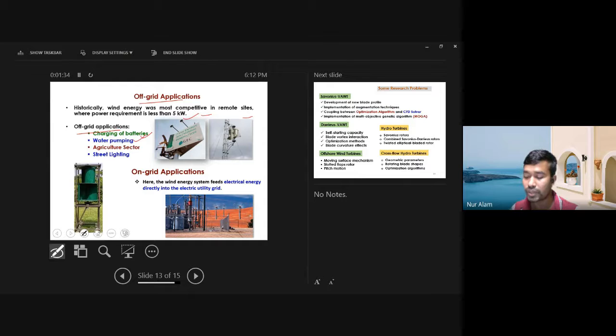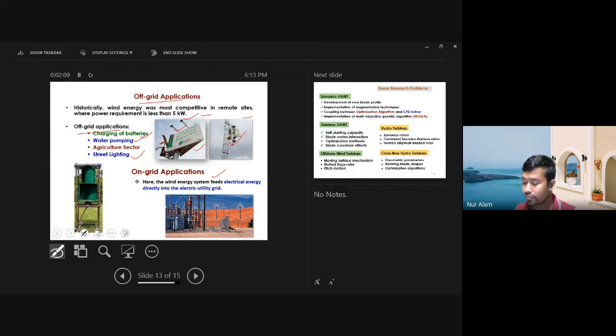Water pumping, these are generally used already. This vertical axis wind turbine can be used for water pumping in the agriculture sector, for irrigation, and street lighting. You can see here, for street lighting, and in the banner, we can use this vertical axis wind turbine. Also with the communication tower you can use this vertical axis wind turbine.